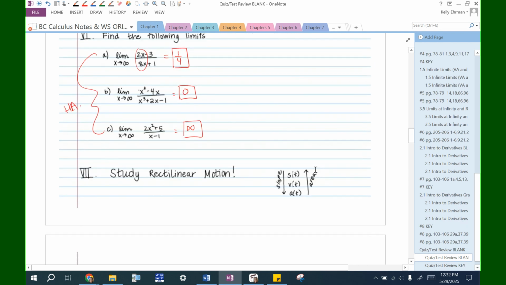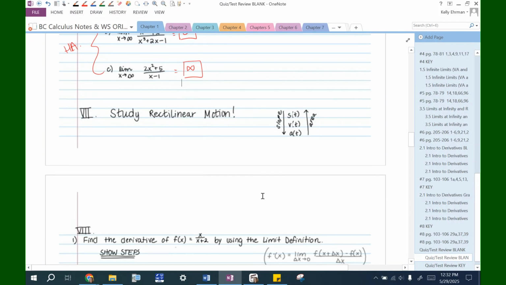Remember to study your rectilinear motion, meaning know the position versus velocity versus acceleration, finding areas and slopes and all of that stuff. So make sure that you work back through that packet or maybe watch my video or something going through it.